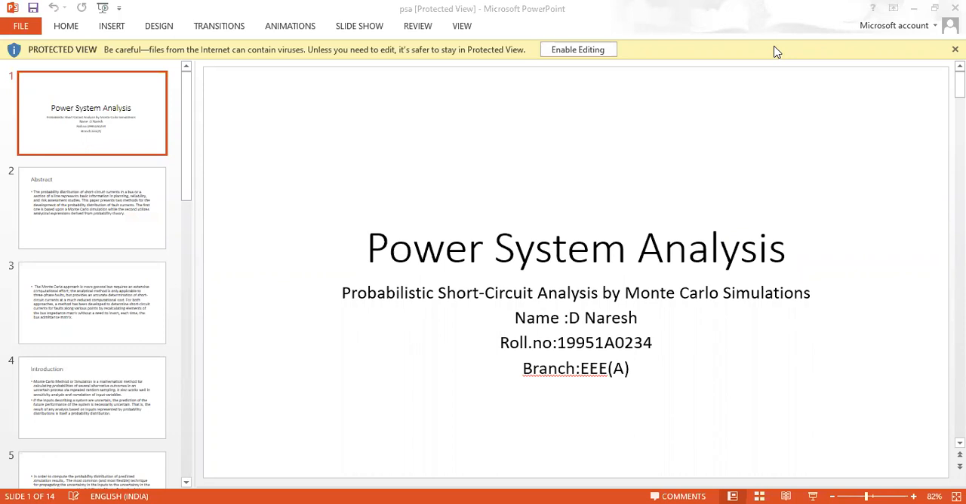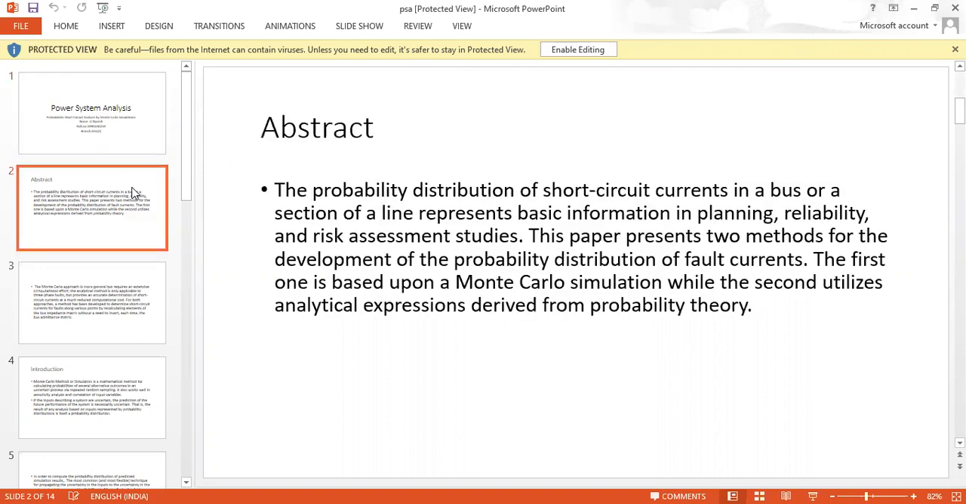Here the subject is power system analysis, and the topic is probabilistic short circuit analysis by Monte Carlo simulations. The abstract of the topic is that the probability distribution of the short circuit currents in a bus or a section of a line represents basic information in planning, reliability, and risk assessment studies. This paper presents two methods for the development of the probability distribution of fault currents.